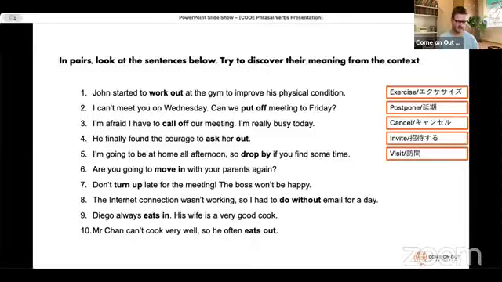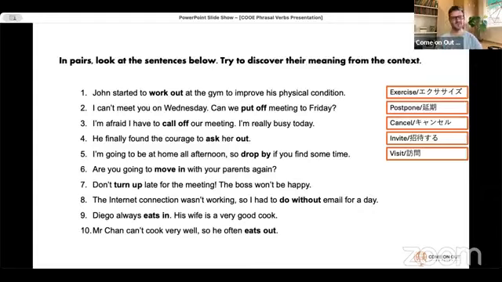So maybe if you are driving home from the office or on the train, you can call your friend and ask them, can I drop by on my way home? Meaning we didn't have an appointment, but I'm going to visit you anyways.